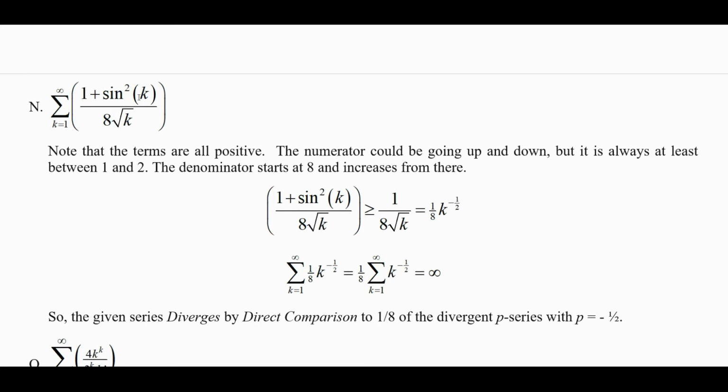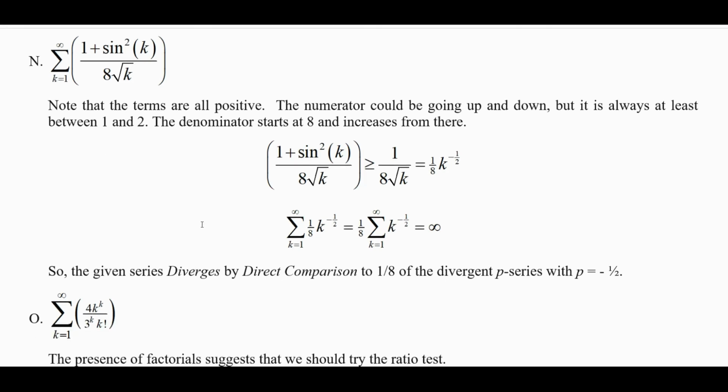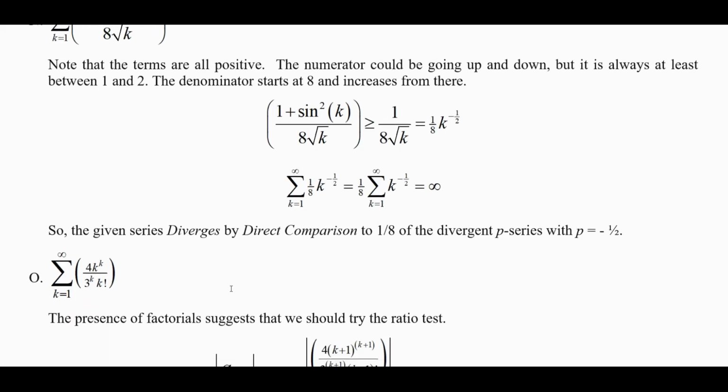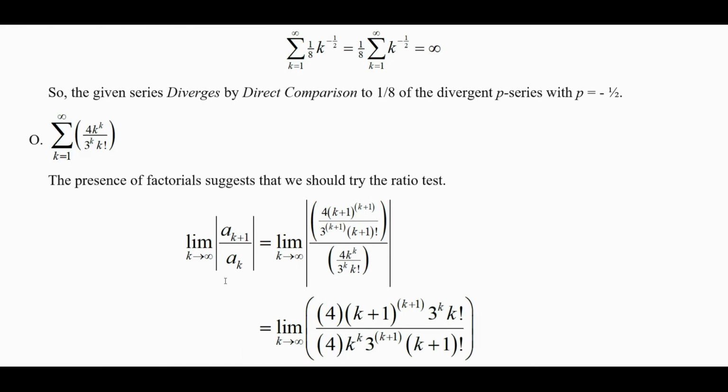Sine square of k is adding at least some positive amount to that. And so that fraction is bigger than 1 over 8 square root of k, which is 1/8 k to the -1/2. That sum is 1/8 times the sum of that p series, which is divergent. That goes to infinity, and this is something at least as big, so it also diverges to infinity as well. So that was a direct comparison test.